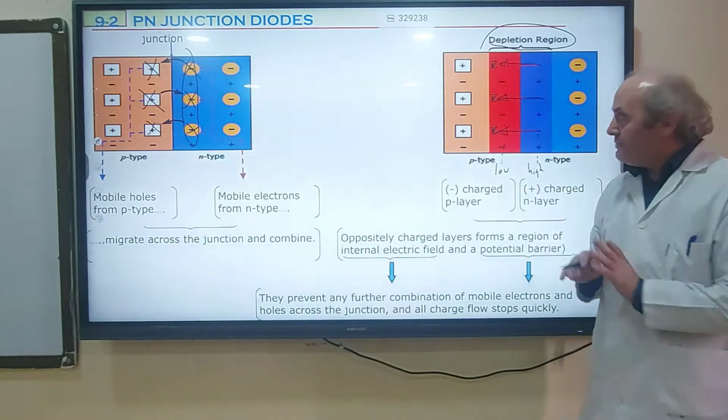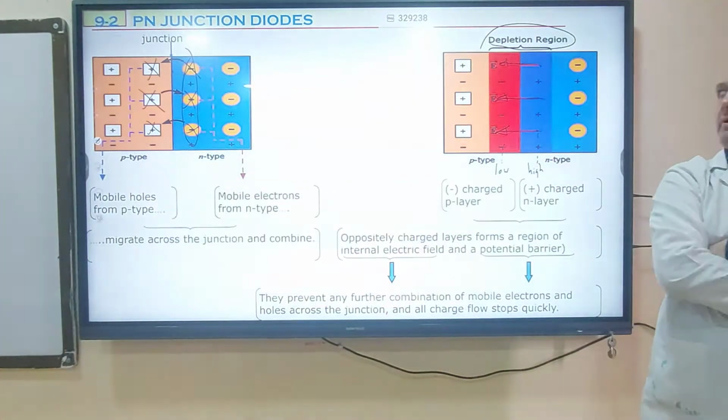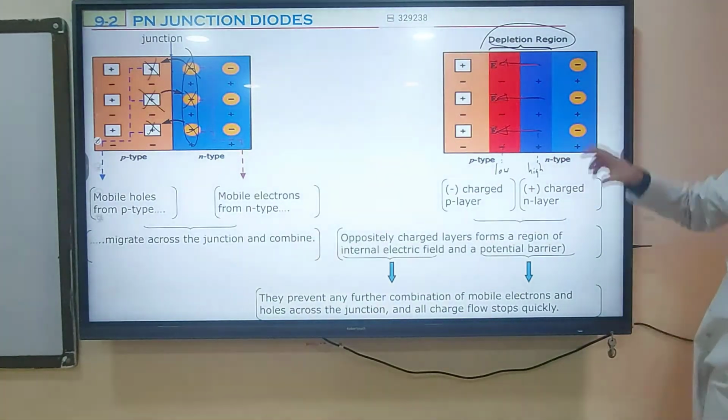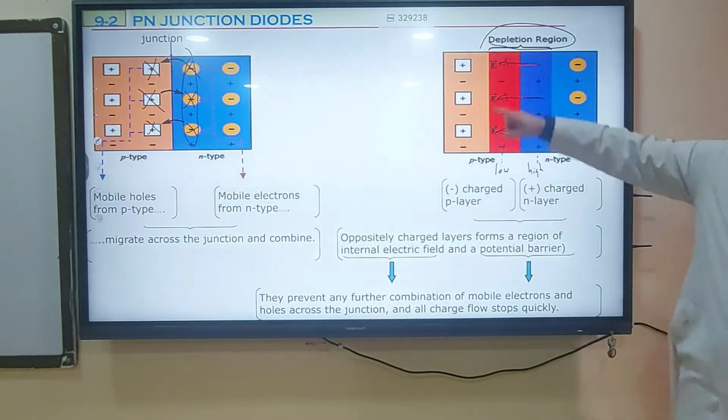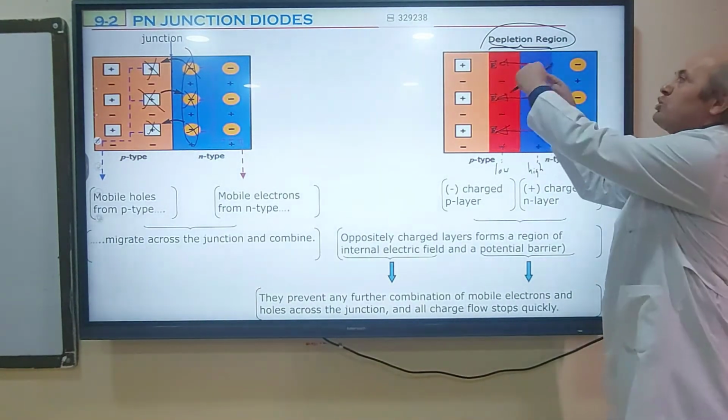So, when this electric field forms, there are still some free, mobile electrons on the n-type, and there are still some mobile holes on the p-type. They also want to combine.